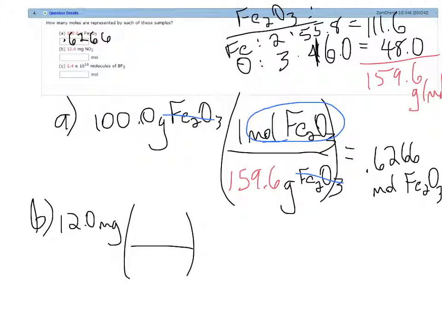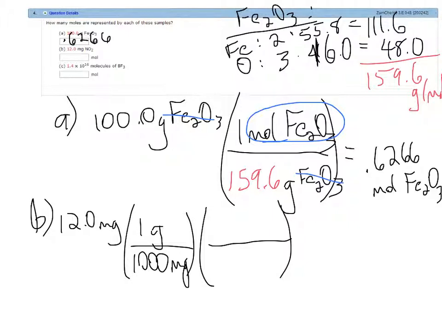Milli means 1/1000th. So 1 gram is equivalent to 1,000 milligrams. So milli is much smaller than a gram. The next conversion factor you need is one that allows you to go from grams of nitrogen dioxide to moles. And that would be the molar mass.